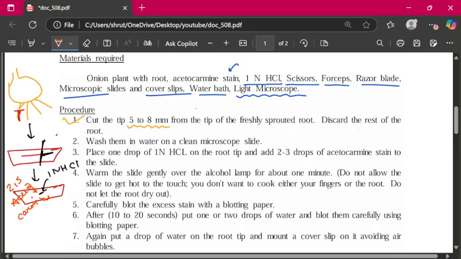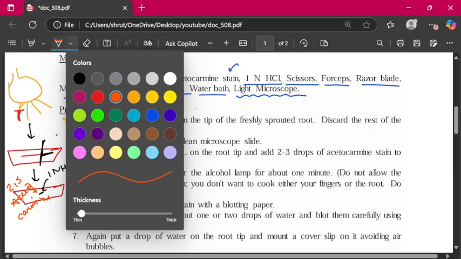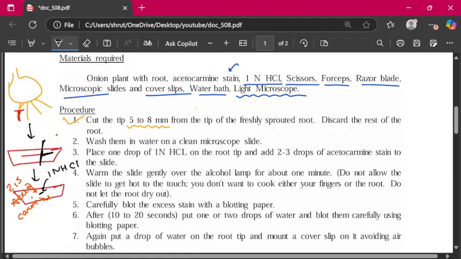protocol, one thing should be added that I think is missing in this protocol here. So, okay, after that, before warming the slide, what do you have to do? You have to add a cover slip here.